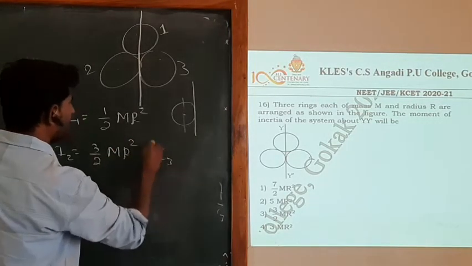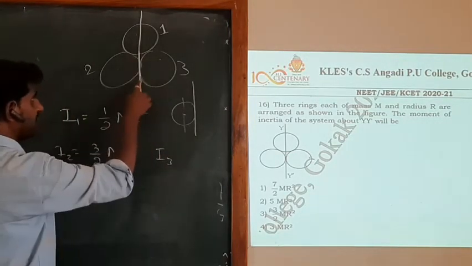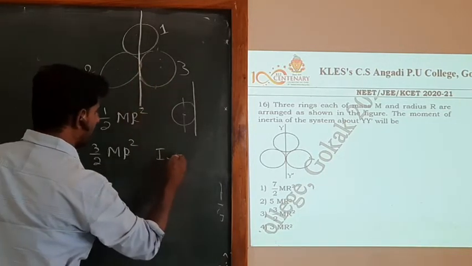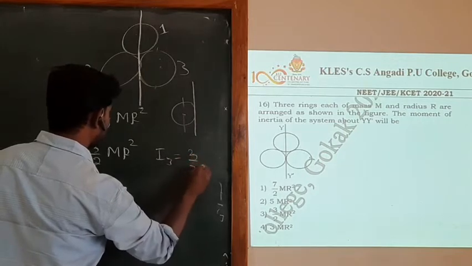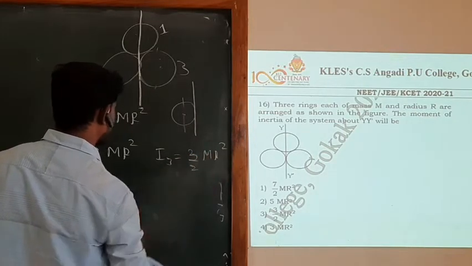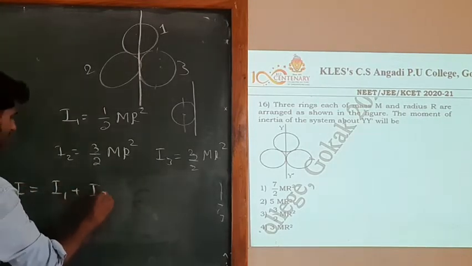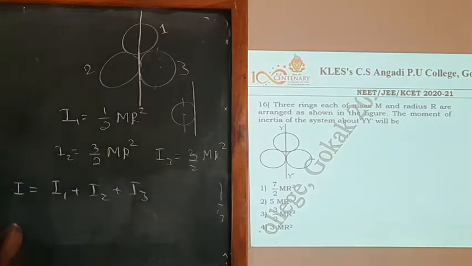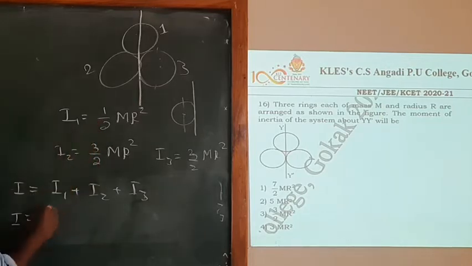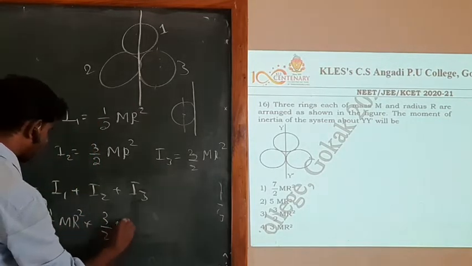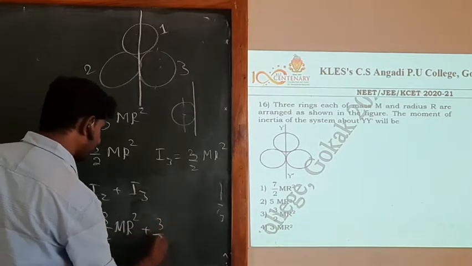And for the third one, this also is tangential. The tangential axis is the axis of rotation, and it is parallel to the diameter. That is 3 by 2 m r square. So the total moment of inertia is equal to I1 plus I2 plus I3. So I is equal to 1 by 2 m r square, plus 3 by 2 m r square, plus 3 by 2 m r square.